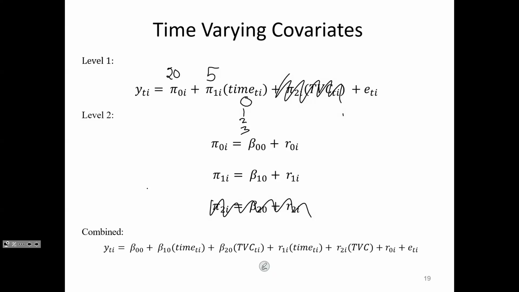And so what does that mean? That means that when time is equal to 0, the predicted score is 20, right? And then they grow 5 points per year. So after 1 year, the predicted score is 25. After 2 years, the predicted score is 30. And after 3 years, the predicted score is 35, right? Great. Okay, now I need a good time varying covariate because we didn't have one in that example.